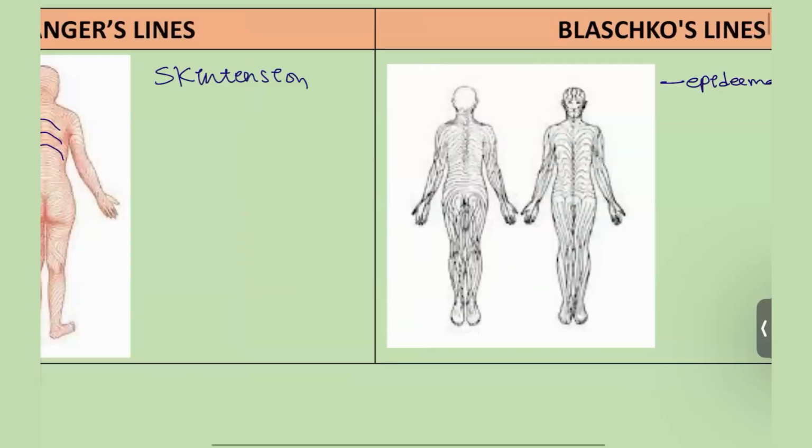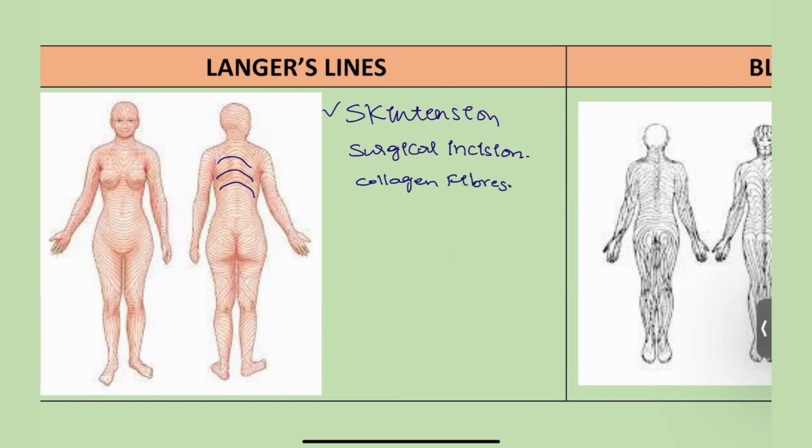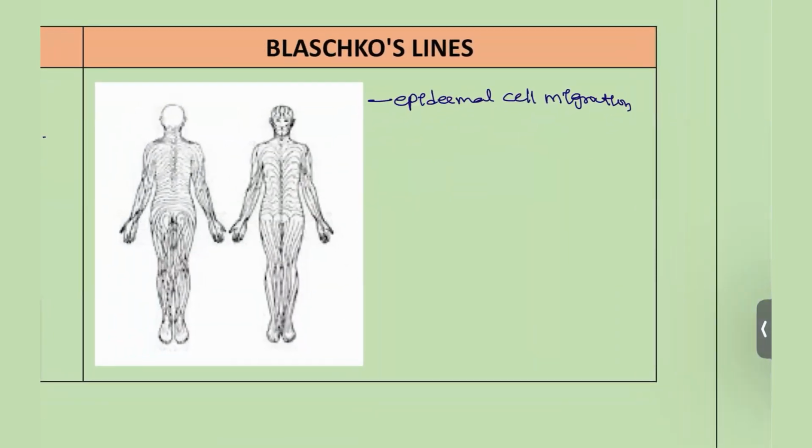The importance of Langer lines is that they are useful for surgical incisions, because they are associated with the collagen fibers. It is skin tension, and wherever these lines are present, incisions are made along the collagen fibers, so that scar formation is decreased and healing is very fast. And Blaschko lines represent epidermal cell migration.